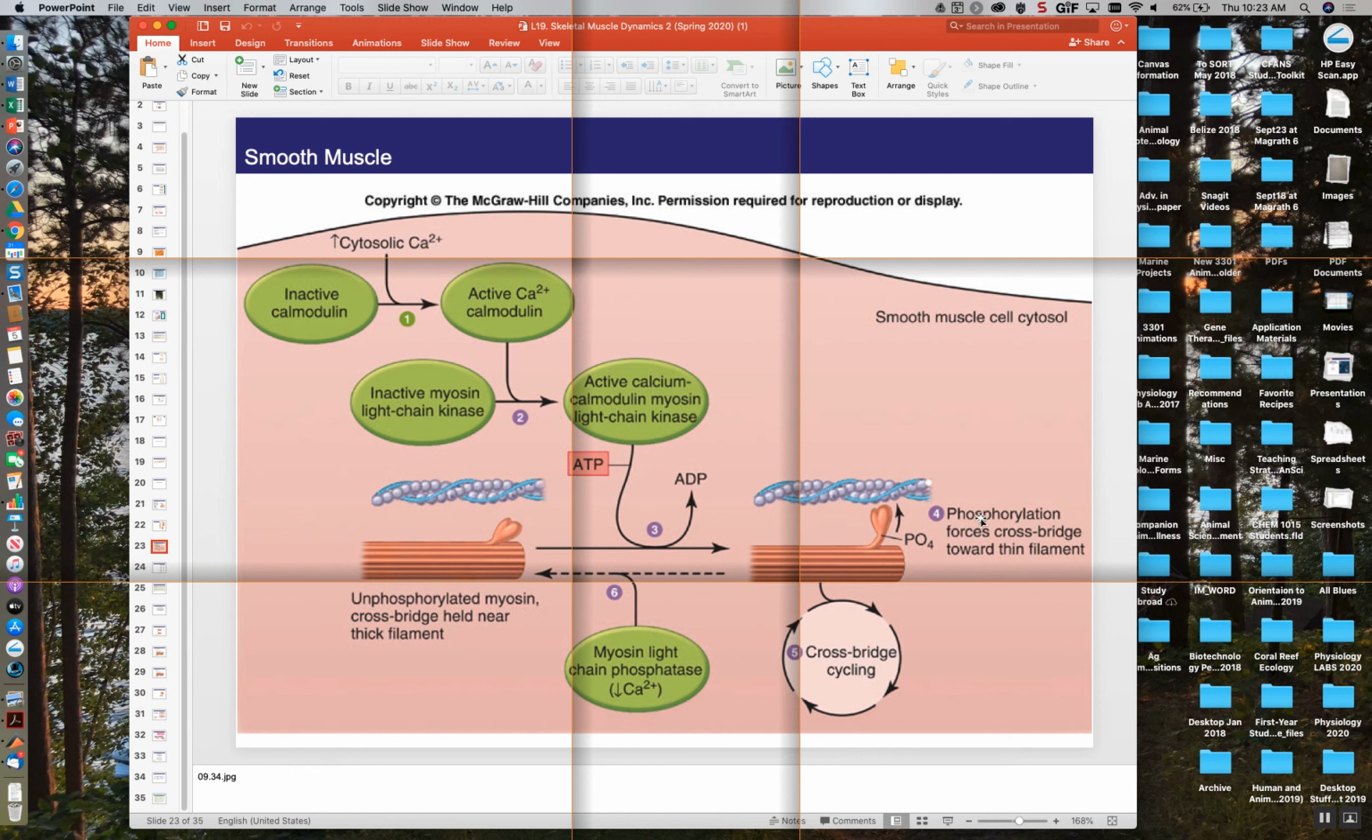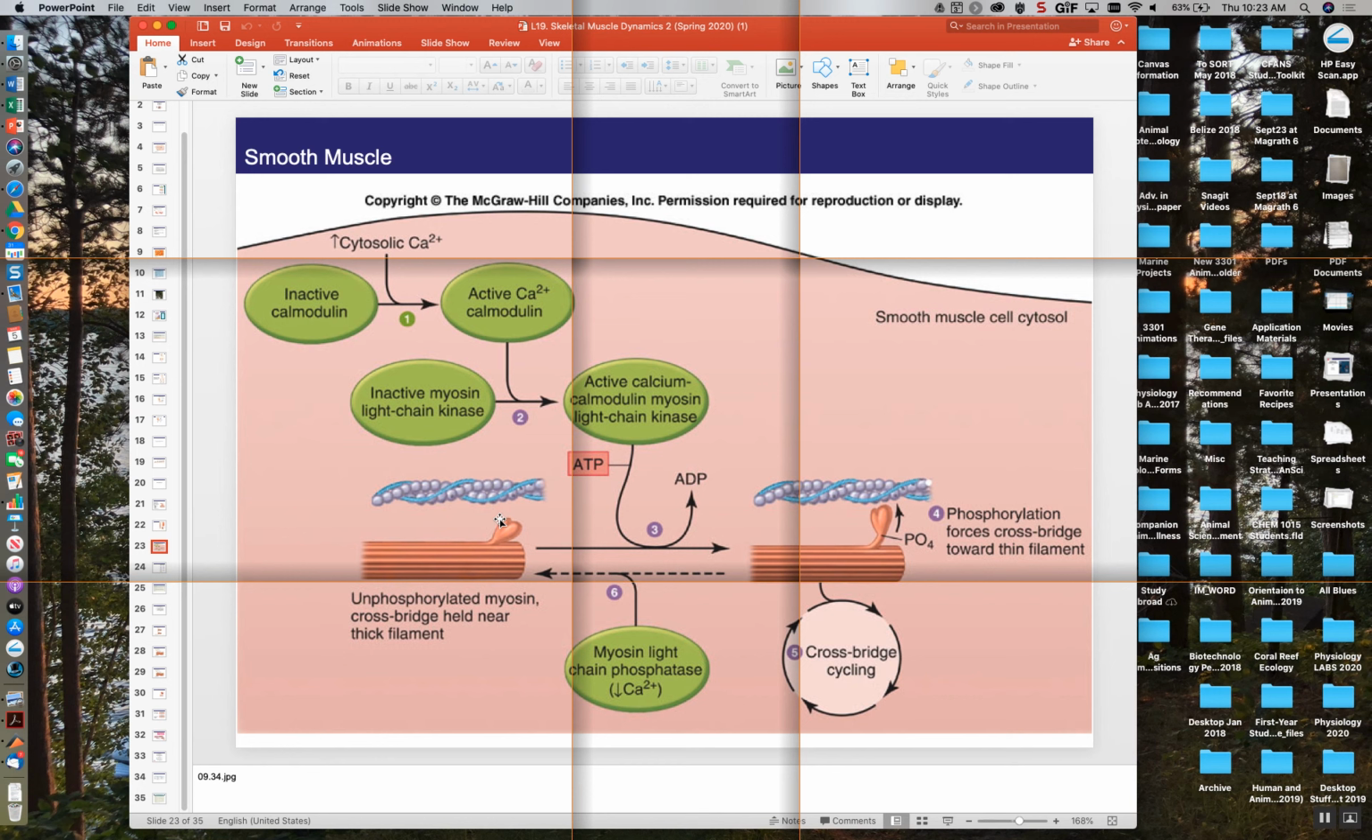Once calcium is either resequestered in the internal stores or removed across the sarcolemma, and intracellular calcium wanes, the myosin light chain phosphatase takes over, and it dephosphorylates the myosin light chains. When that happens, the myosin head is held near the thick filament, and now it can't interact, and the smooth muscle relaxes.